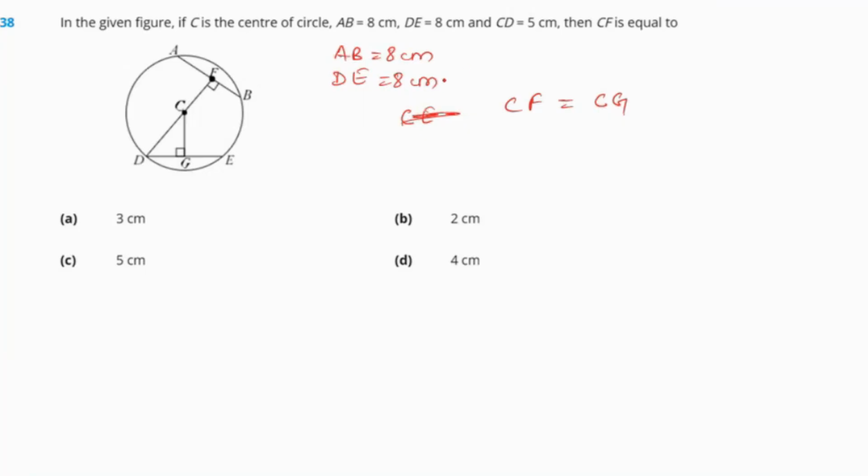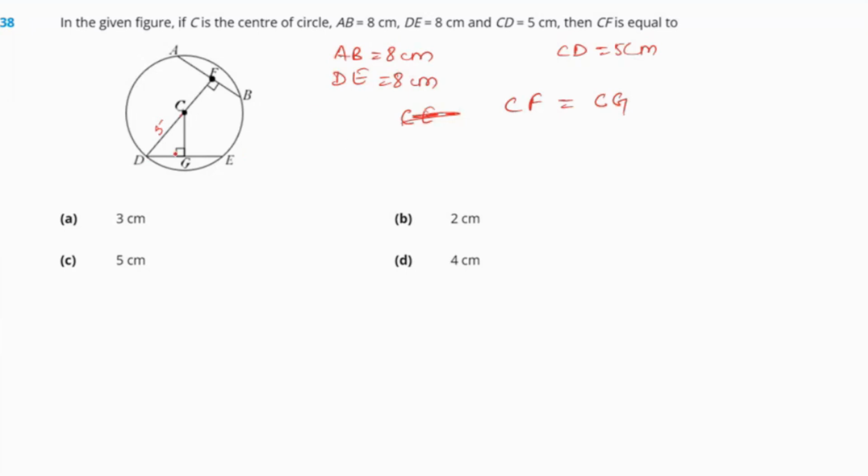The length of CD is equal to 5 centimeters. That is already given to us. This CD is the radius of the circle, which is 5 centimeters. Correct. And since the chords AB and DE are equal, their distance from the center must be equal, which means CF and CG need to be equal.